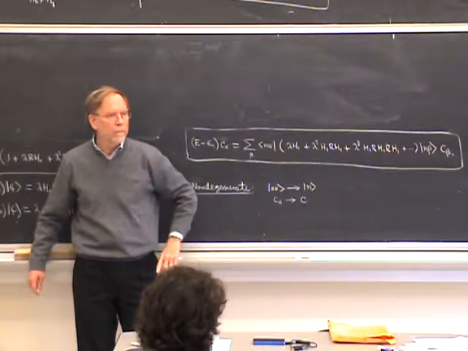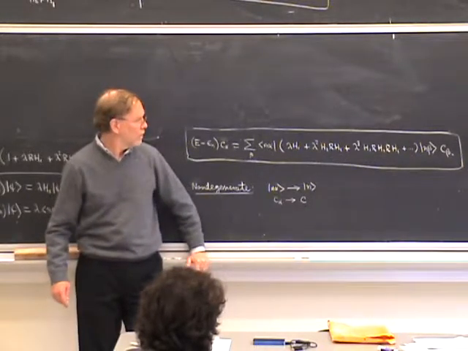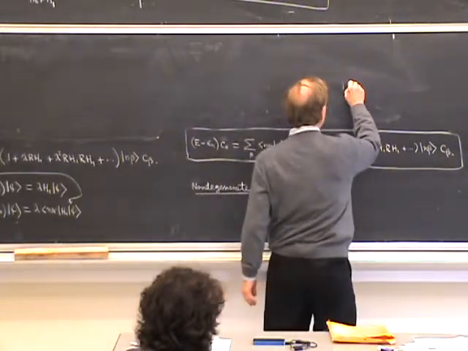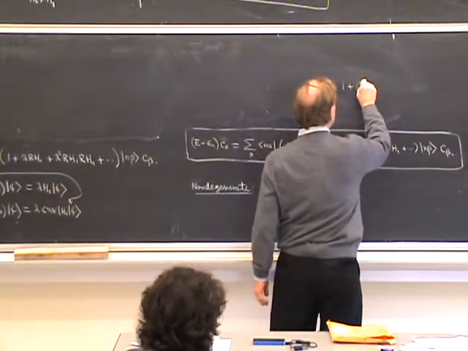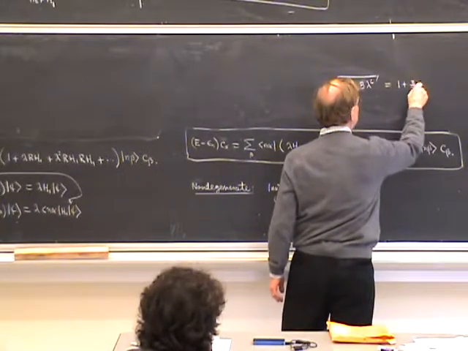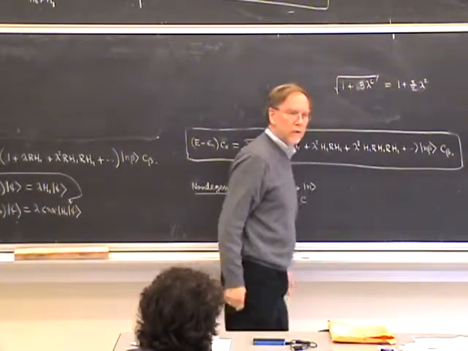Yes? How come if it's order lambda squared and you take the square root, it's still order lambda squared? That's right, the coefficient proceeds. Because if I have 1 plus 3 lambda squared, if I take the square root of that, that's equal to 1 plus 3 halves lambda squared, it's still order lambda squared.